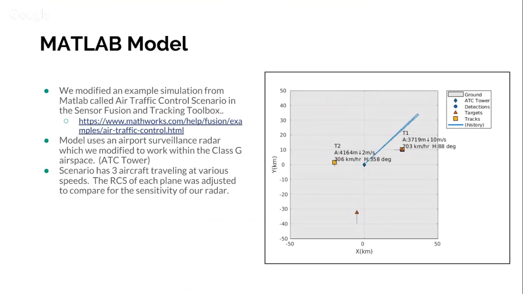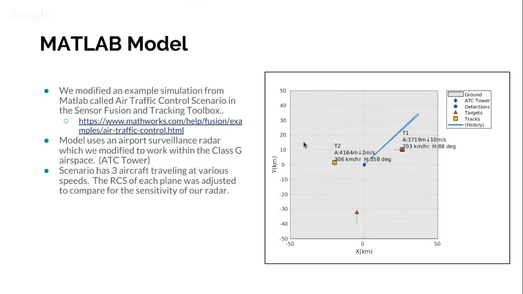So essentially, the scenario has three aircraft traveling at various speeds, and the RCS of each plane was adjusted to compensate for the sensitivity of the radar. So in our simulation, I'll show that we'll have an incoming aircraft, an outgoing aircraft, and then an aircraft just tangential of the airspace.